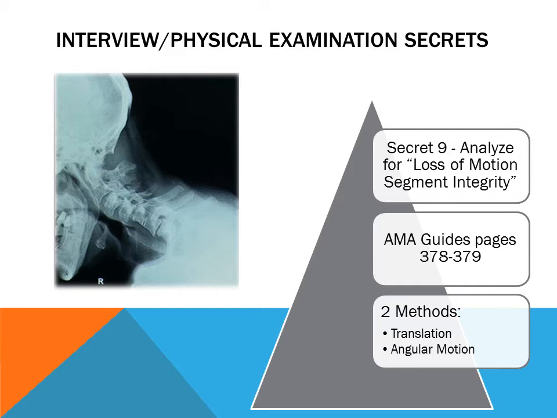And the procedure for doing so is described in the AMA guides on pages 378 and 379. And it basically involves two methods. It involves an analysis using measurements of vertebral translation. In other words, anterior to posterior shifting of one vertebrae on another. And it also involves a measurement of angular motion. So there are translation measurements and there are angular motion measurements.